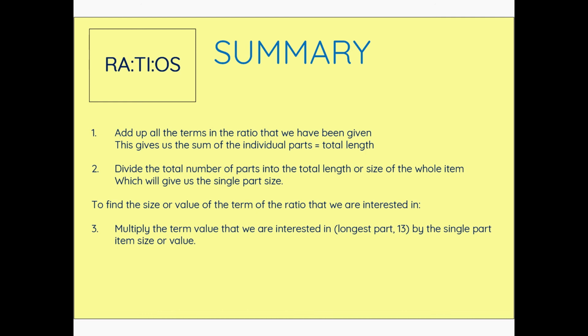And then to find the size or the value of the required term of the ratio, we then multiply that term value by the single item size. So in this example, we wanted to find the longest length, which was 13, and we multiplied our derived single size of 34 meters by 13. That gave us 442 meters.